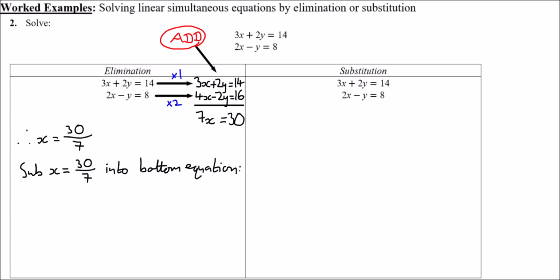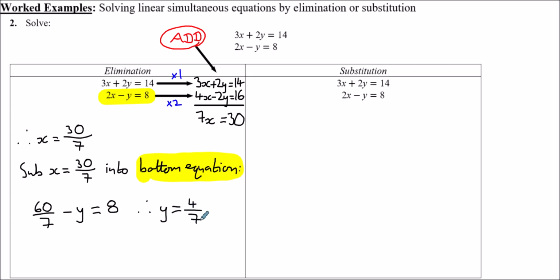So by bottom equation, I just mean this one here. So if x is 30 over 7, 2x will be 30 over 7 times 2, which is 60 over 7. Then minus whatever y is, must equal 8. Therefore, y must be 4 over 7.